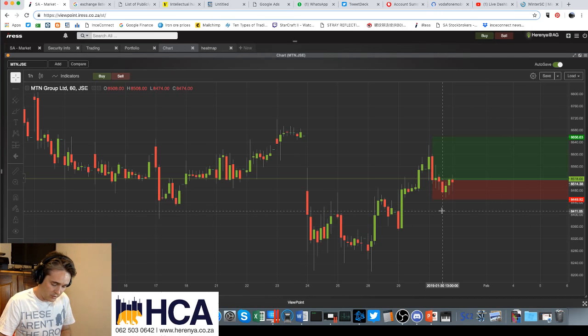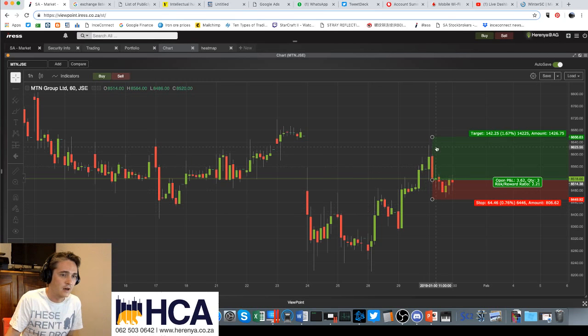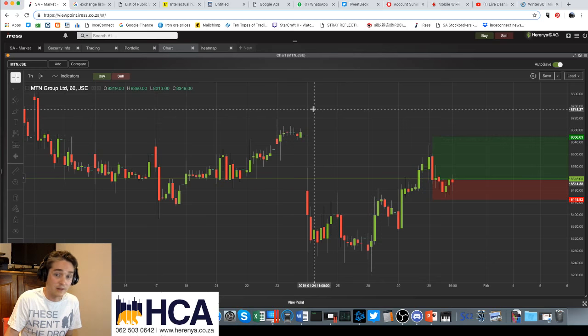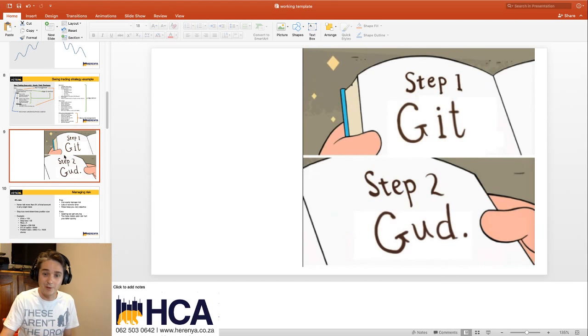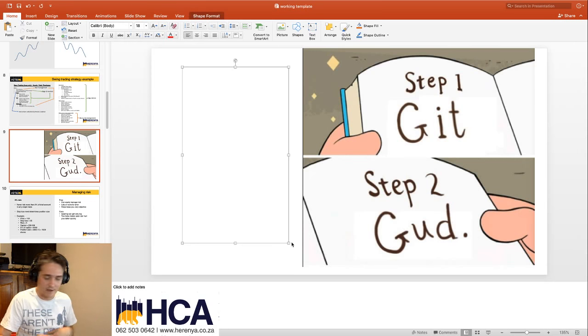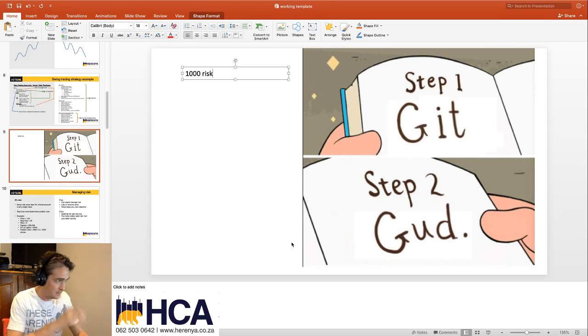Now, because I have 50,000 Rand in my account, I want to lose only 2%, which works out to 1,000 Rand if we remember correctly. So on the left screen, this is going to be our working pad. We only want to risk 1,000 Rand. For the sake of easiness, we're going to ignore the fee calculation because this is going to take too long.